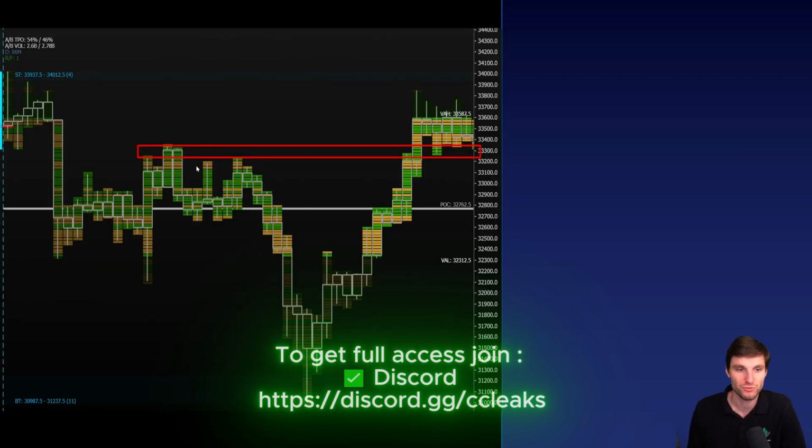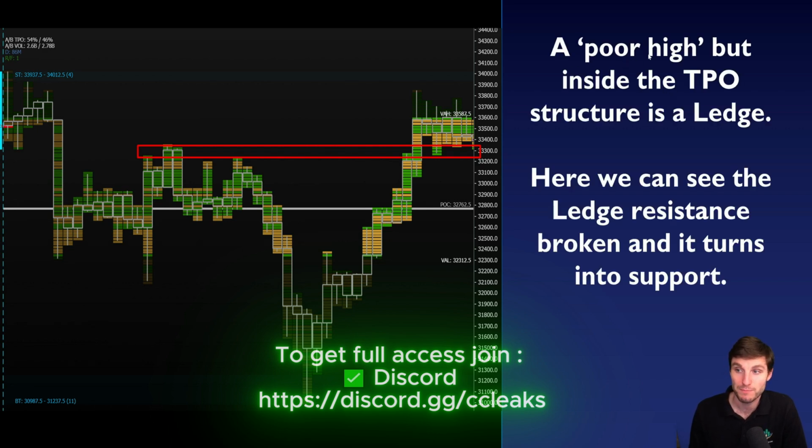So this is what it looks like. A poor high, this is what we would consider a poor high if it was at the top of the profile, but in the middle of the profile it's just known as the ledge. And here we can see, for example, a ledge resistance. This was the resistance of the ledge, and then it's broken and flipped into support. I would generally, well, actually I'll explain it as we go on, so I won't bother explaining this slide.